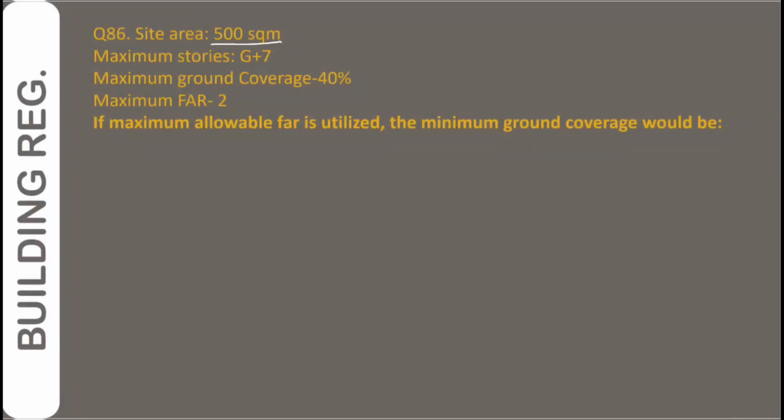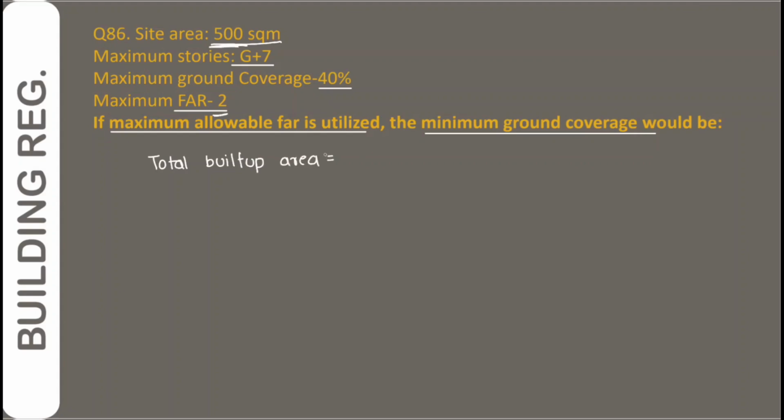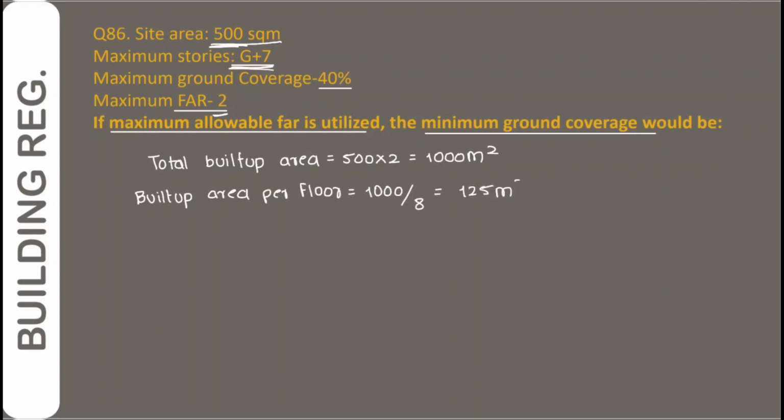Site area is 500 meter square, maximum stories is G plus 7, maximum ground coverage will be 40%, and maximum FAR is 2. If maximum available FAR is utilized, the minimum ground coverage would be. So the total built up area will be 500 into 2, which is the FAR, that is 1000 meter square. Built up area per floor will be 1000 divided by, as it is G plus 7, so 8 floors, is equal to 125 meter square.